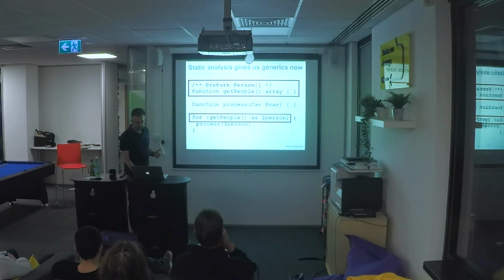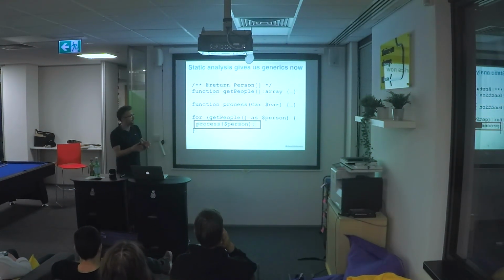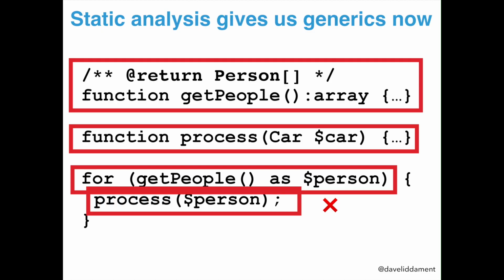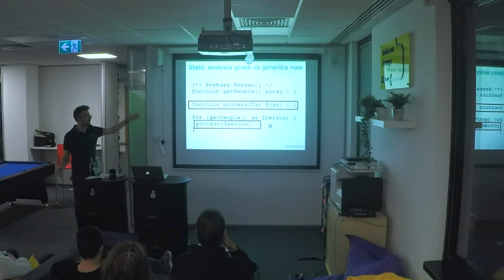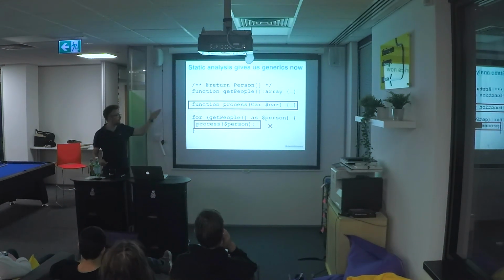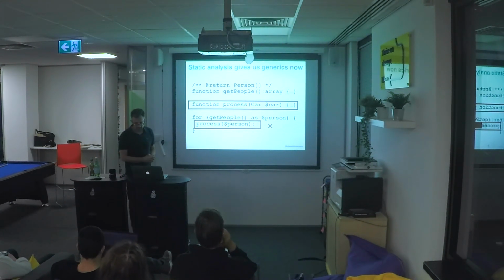So static analysis knows that when we call process with $person, we are passing an object of type person to the process method, but we can see the process method is expecting something of type car, not of type person. So our static analysis tool will say, we've made a mistake here. So even though generics isn't part of the PHP language, you can kind of get that by using static analysis. And probably generics, because of the way PHP is written, will never be part of the language at runtime. It'll probably always have to rely on something like this.